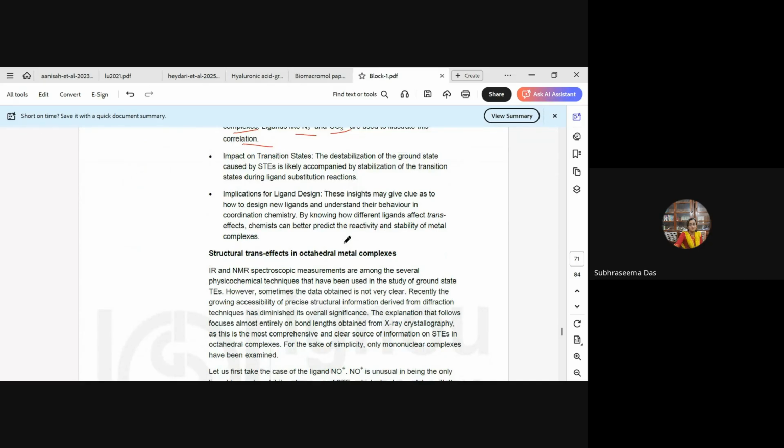Then comes the impact on transition states. The destabilization of the ground state caused by STEs is likely accompanied by stabilization of the transition states during ligand substitution reactions. Then the implications for ligand design. These insights may give a clue as to how to design new ligands and understand their behavior in coordination chemistry. Once we know how different ligands affect the trans effects, then we can predict the stability, mechanism, and reactivity of the octahedral complexes that result.